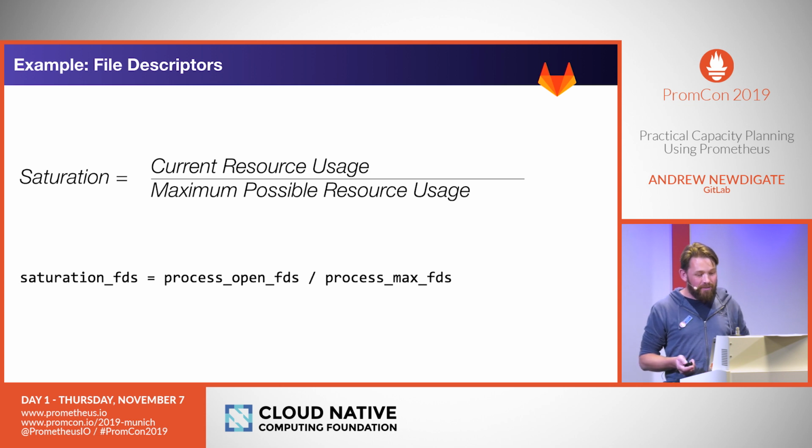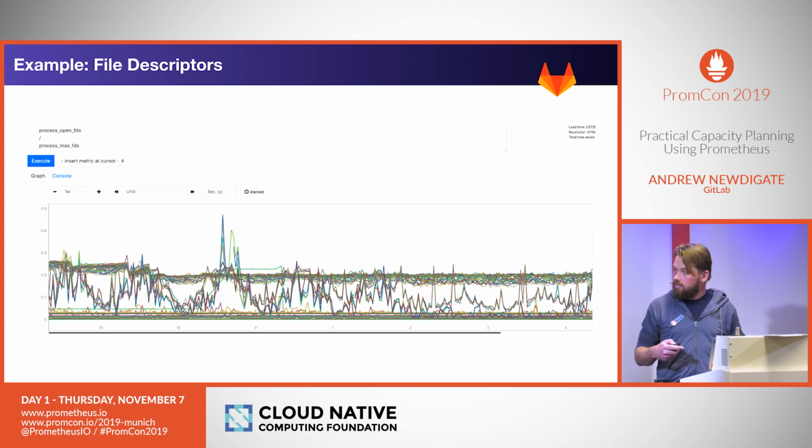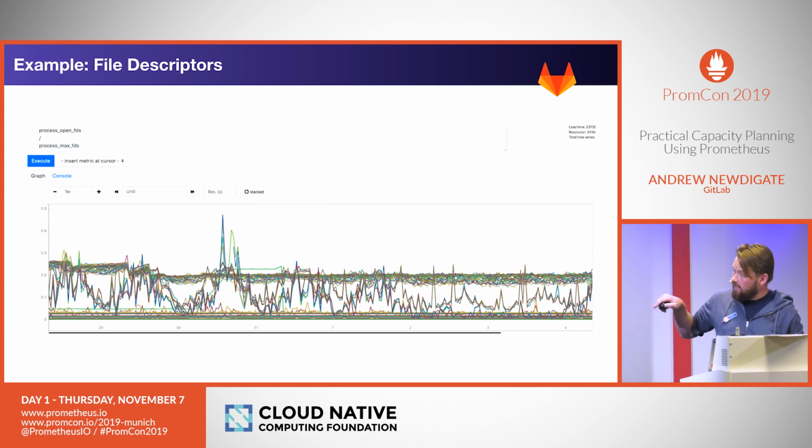By default, the Prometheus client, at least the Golang Prometheus client, will record this number as process_open_fds and process_max_fds, respectively. So if we plug these into our formula, we just divide the one by the other, and we get our saturation metric. If we plot that, we get a graph that looks something like that. And that shows saturation ratios for each application instance in our application.